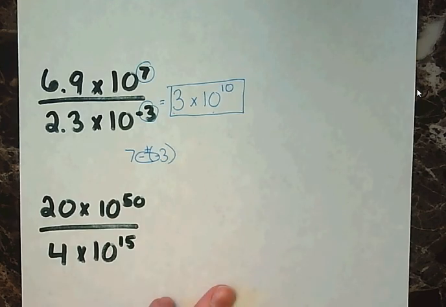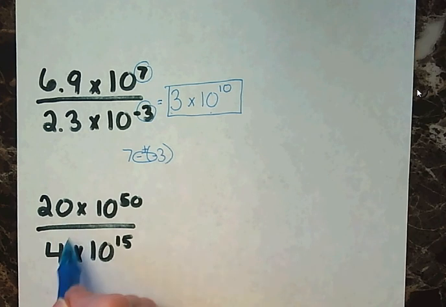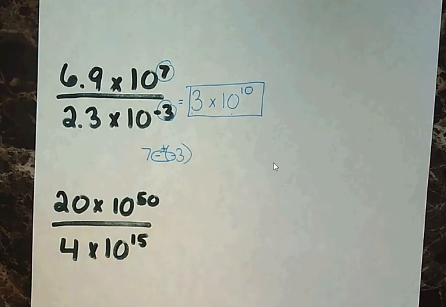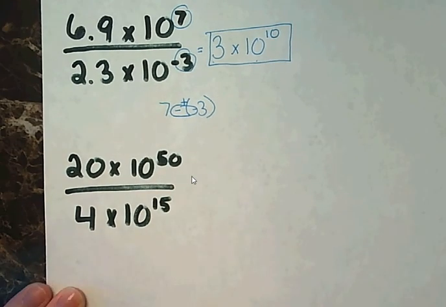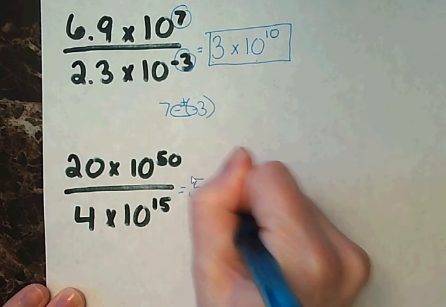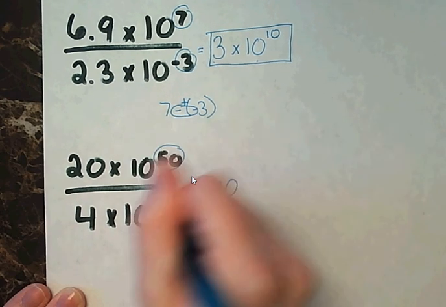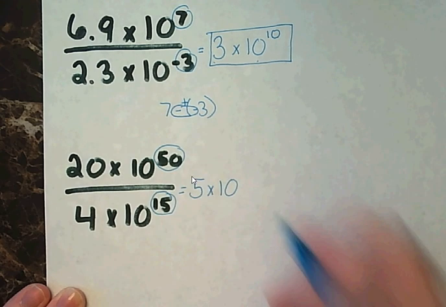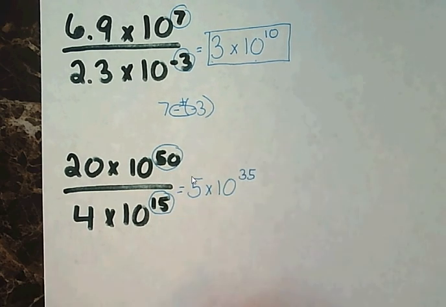Okay? Next one here, we have 20 times 10 to the 50th divided by 4 times 10 to the 15th. So let's see. I'll move it up a little bit so we could see. Okay, so 20 divided by 4 is 5 times 10. We want to subtract. So 50 minus 15 would be 35. So 5 times 10 to the 35. Okay, so that's how we can work with multiplying or dividing scientific notation.